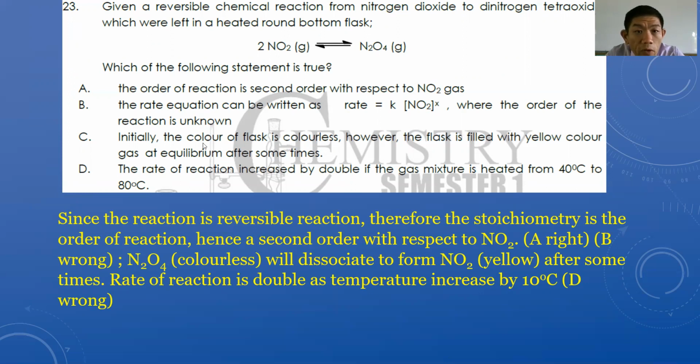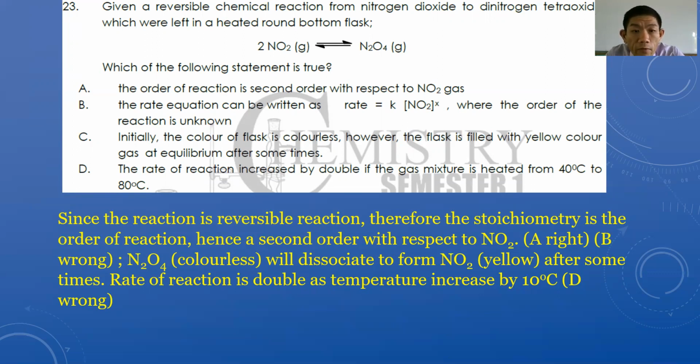Okay, and then B, rate equation can be written as rate K NO2 power of x where the order of reaction is unknown, which is wrong, because we can already straight away determine the order of reaction. And then C, initial color of the flask is colorless. However, when the flask is filled with yellow color at equilibrium after some time, no, NO2 is yellow color or brown color to be more exact.